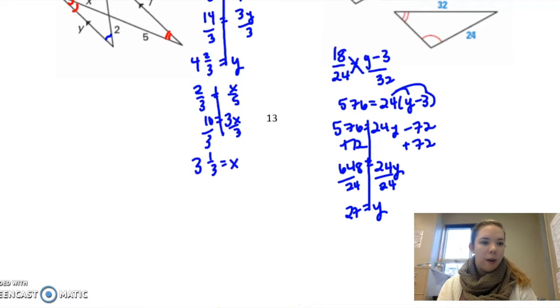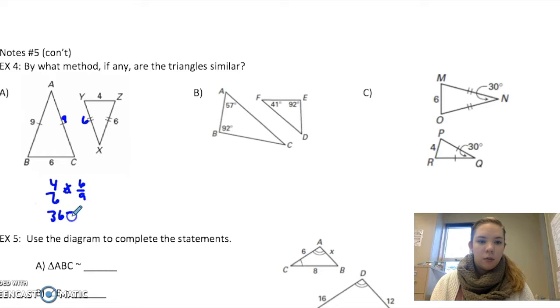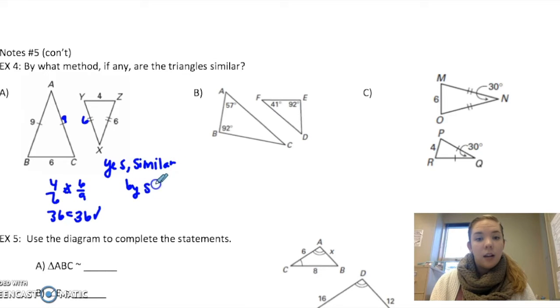All right, next page. Okay, by what method, if any, are the triangles similar? So since these are isosceles, we know that their other side lengths are congruent. And then we have to make sure they're proportional. So we should have 4/6 equal to 6/9. So you get 36 equals 36. That checks out. So yes, similar by side, side, side.